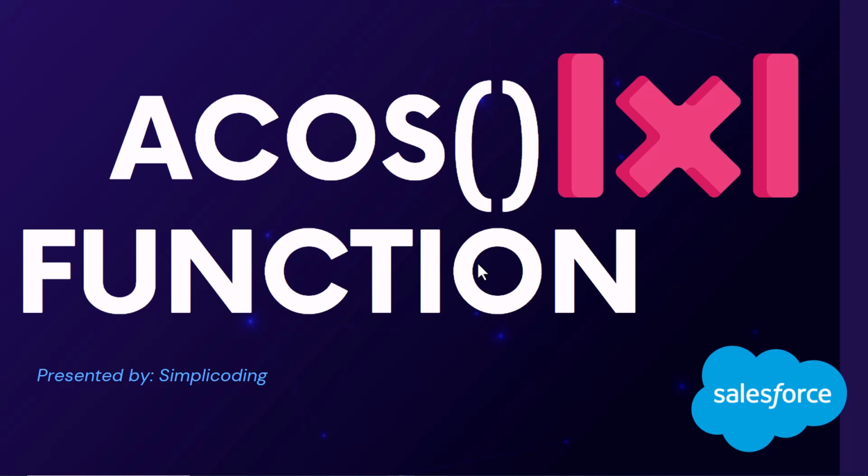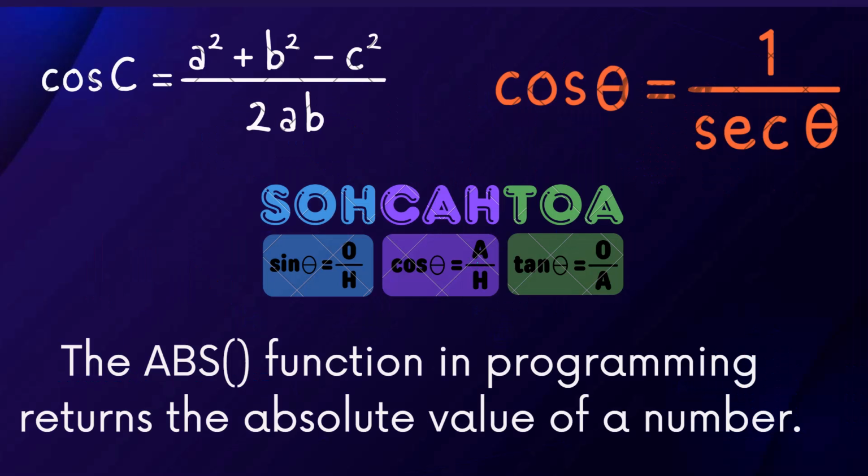In today's video, we are going to discuss the ACOS function in Salesforce. So let's proceed and first discuss what we mean by the ACOS function. ACOS is one of the mathematical functions. ACOS stands for arc cosine, and this function is a mathematical function that returns the inverse cosine of a number.